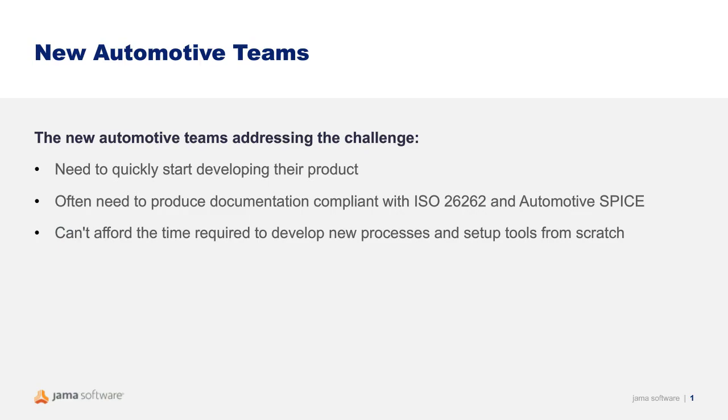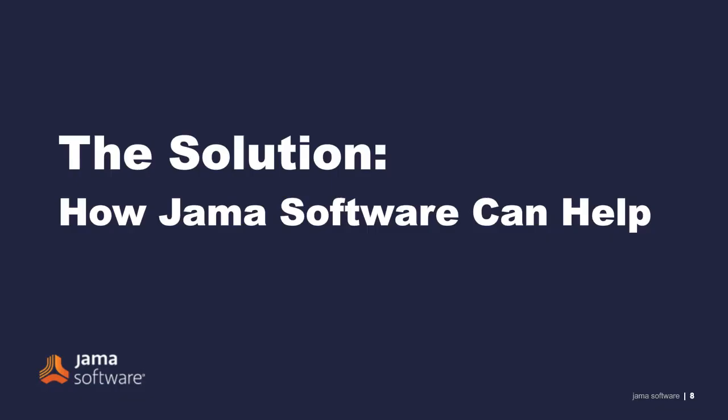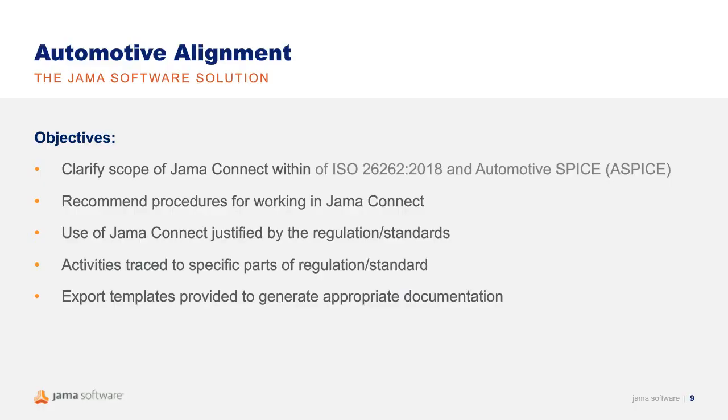So what does this solution look like? So the main elements of this solution are summarized on this slide. We first start by clarifying the scope of what Jama Connect is best used for in this space. So there are elements of meeting ISO 26262 as well as Automotive ASPICE that Jama is ideally suited for. And there are other elements of those standards that don't really apply to a tool like Jama. And so we outline that, and we'll talk about that more today.